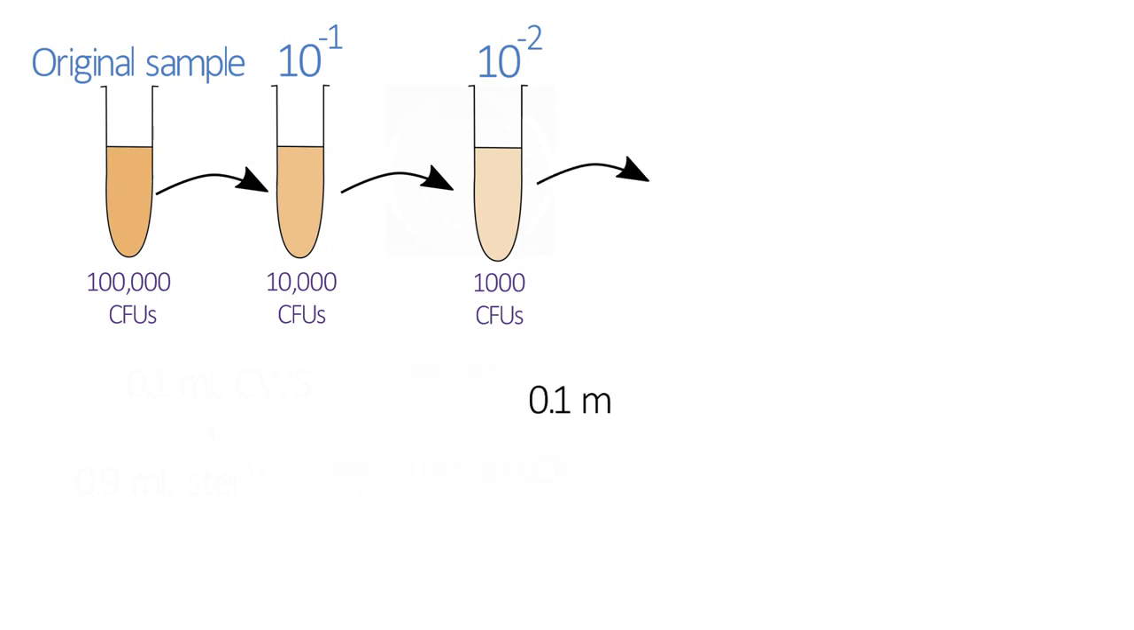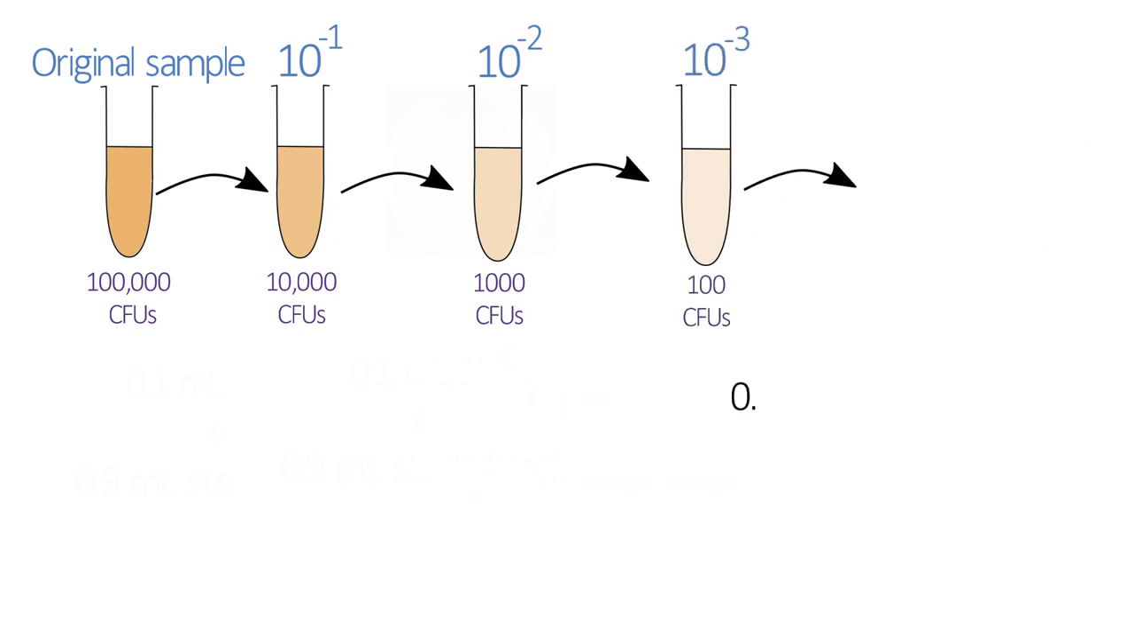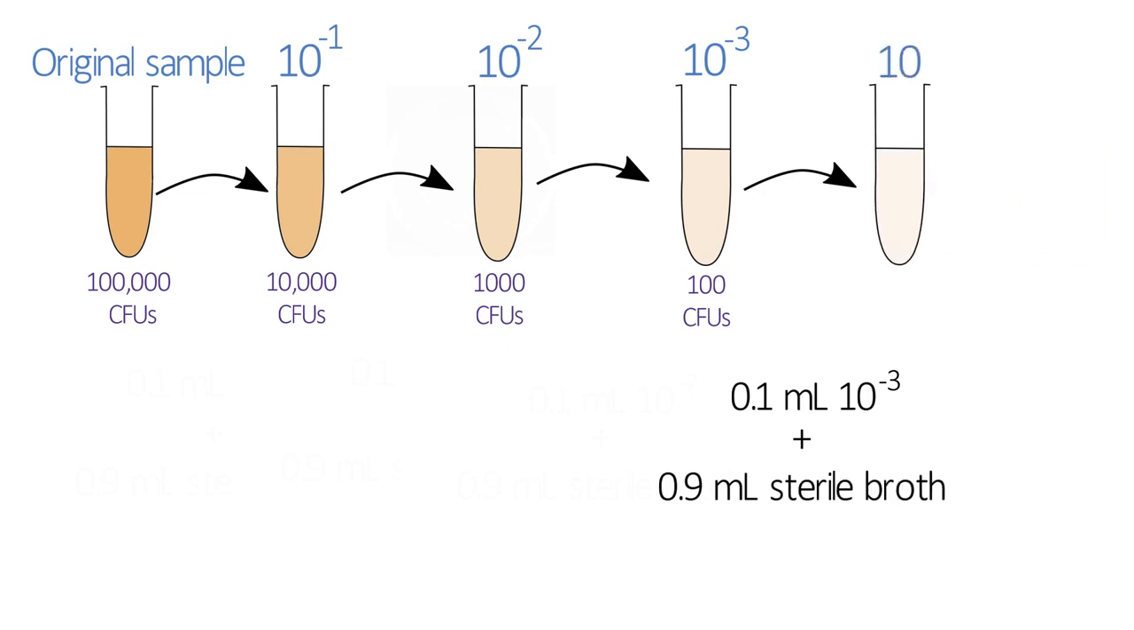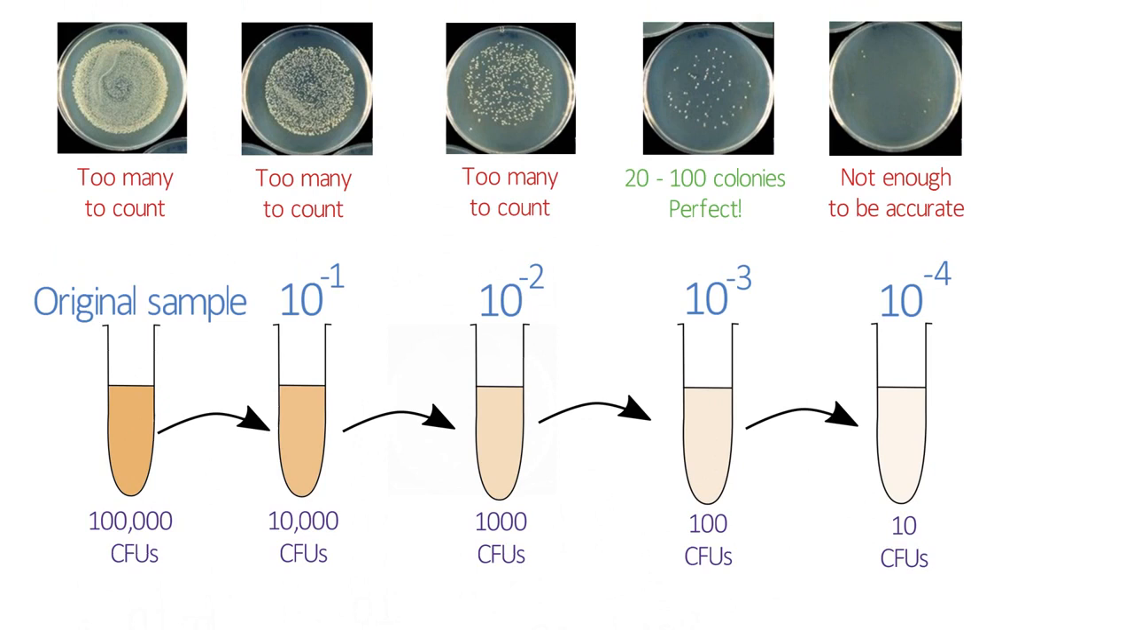We can keep doing this again and again to set up a series of dilutions. In the practical, you'll make dilutions from 10 to the minus 1 to 10 to the minus 4. You'll then spread 0.1 ml of each dilution onto a separate agar plate. In the second practical, you'll then count the colonies that grow on each plate. Remember, you're going to need to have between 20 and 100 colonies on at least one of the plates to get an accurate indication of the number of colony-forming units.